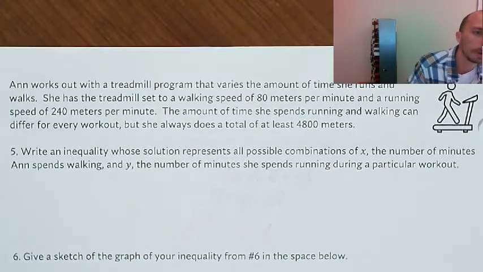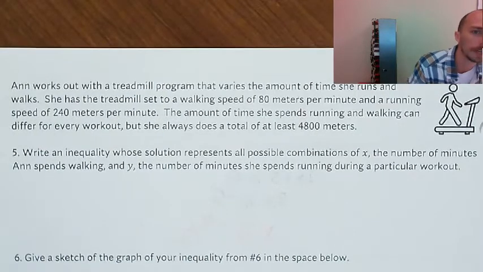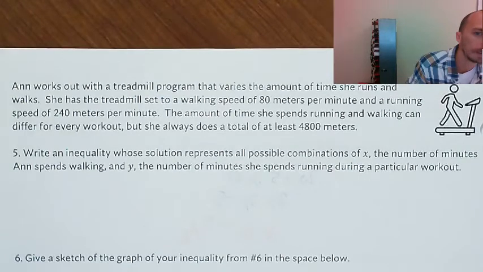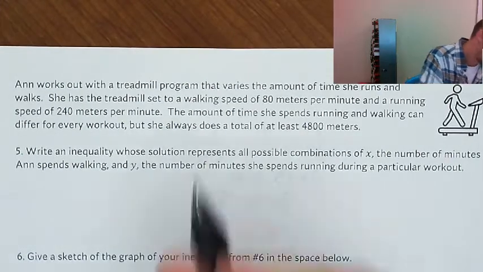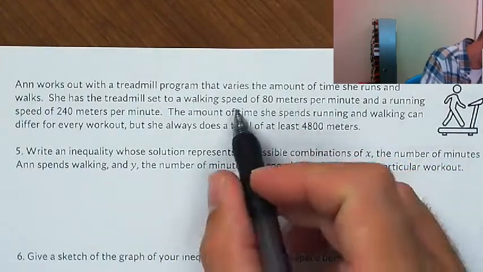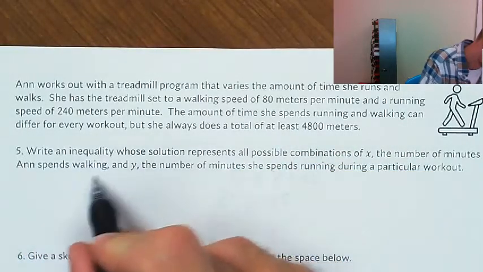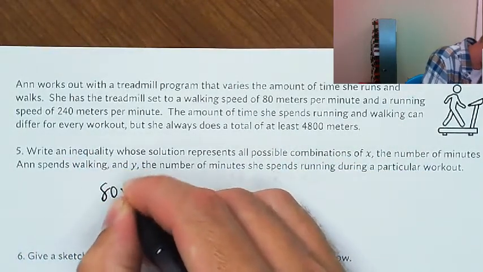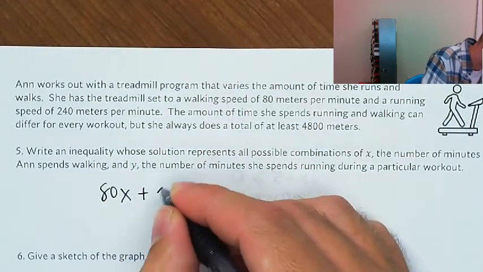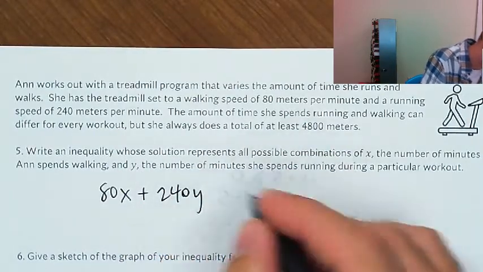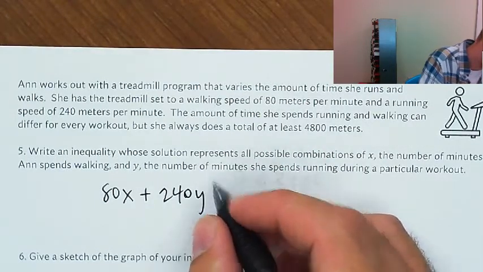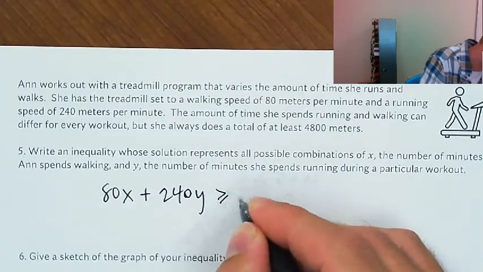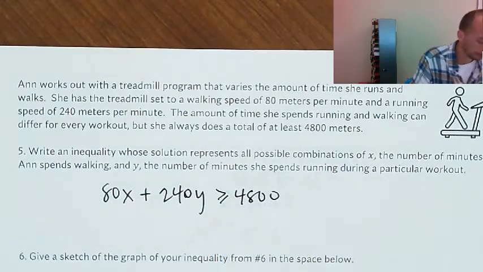Okay, so we're going to write an inequality whose solution represents all possible combinations of x and y, x being the number of minutes walking, y being the number of minutes spent running during a workout. Oh, okay. So it's 80 meters per minute walking, and that's x. So 80 times the number of minutes spent walking plus 240 for every minute running is at least 4,800, right? Yeah, because we're talking about distance needing to be at least 4,800.